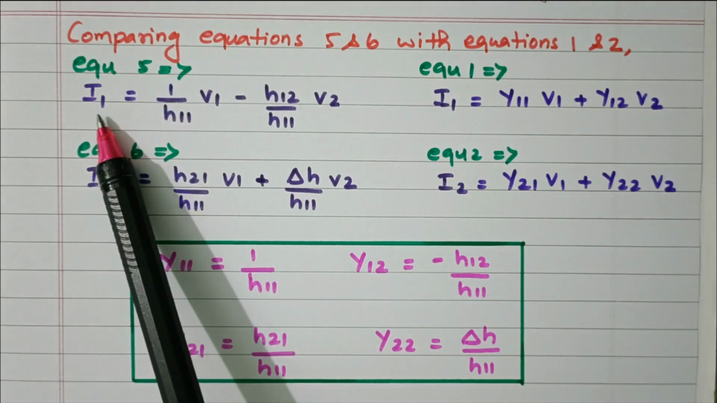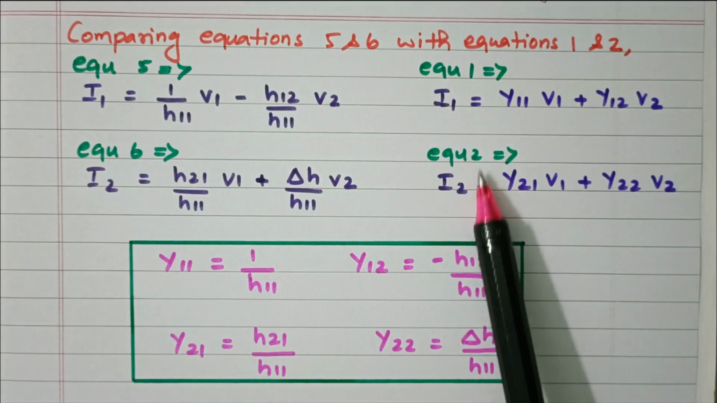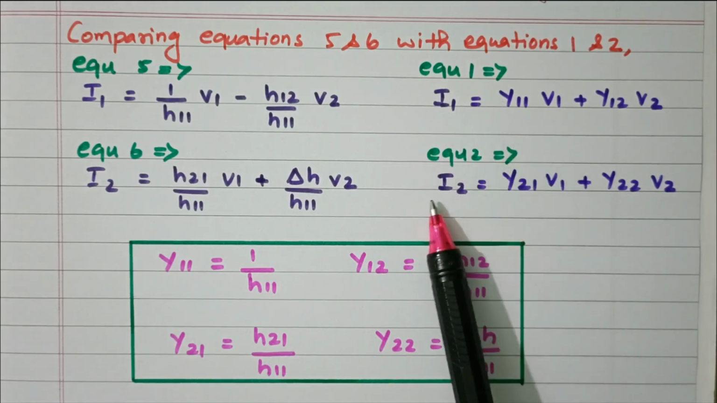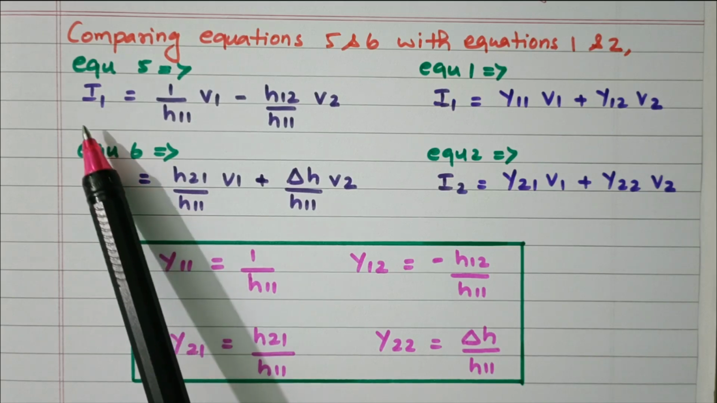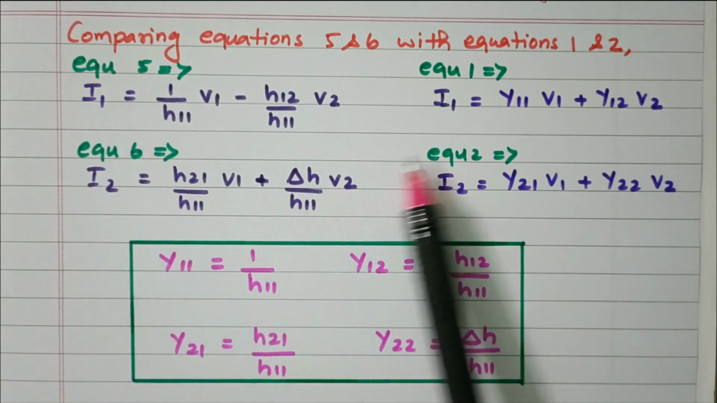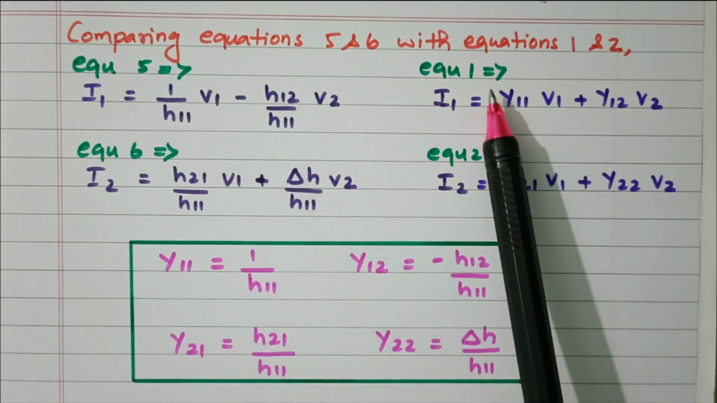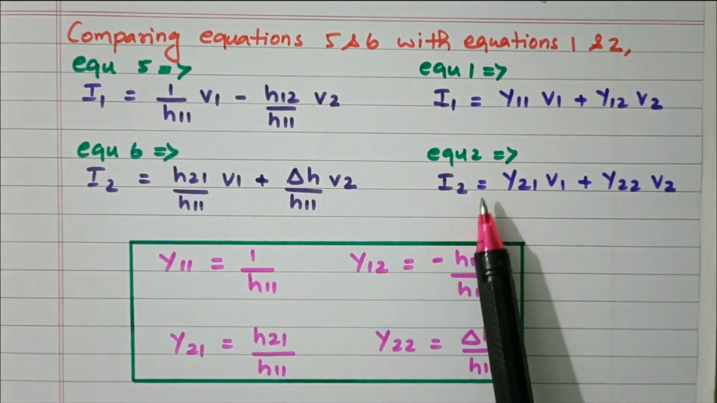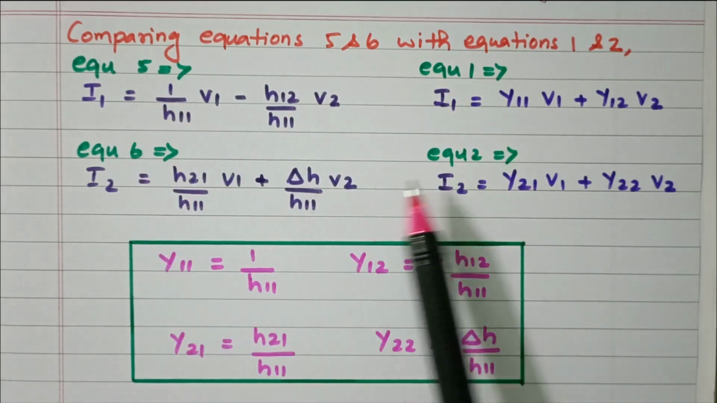Equations 5 and 6 have the parameters I1 and I2. Equations 1 and 2 we already have, that is the general equation of Y parameter for I1 and I2. So both are equal. These 5 and 6 also give the expression of I1 and I2, so we can compare the coefficients. We can compare equation 1 with equation 5 because both are I1. Similarly, equation 2 with equation 6 because both are I2. So first we'll compare equations 1 and 5.